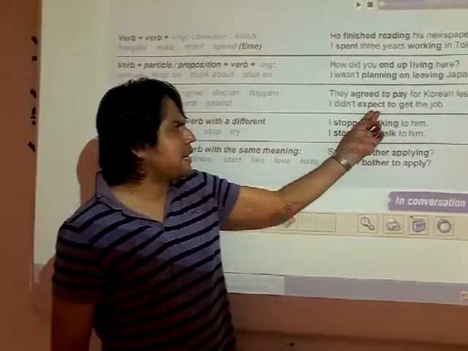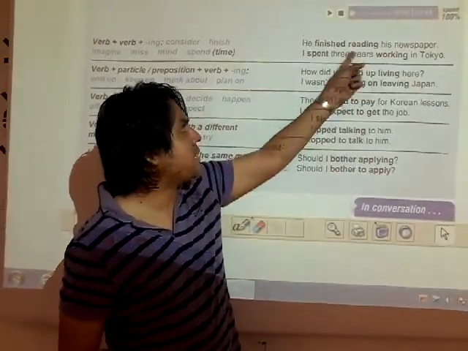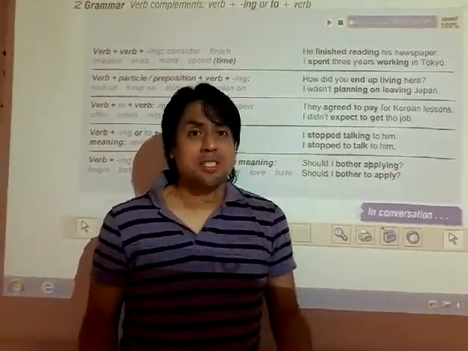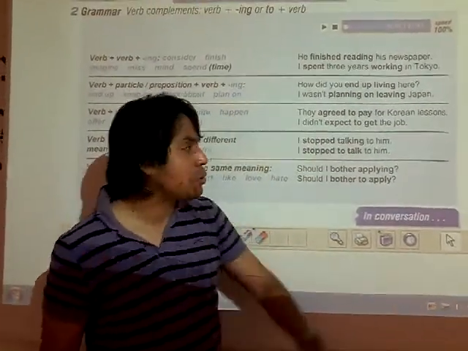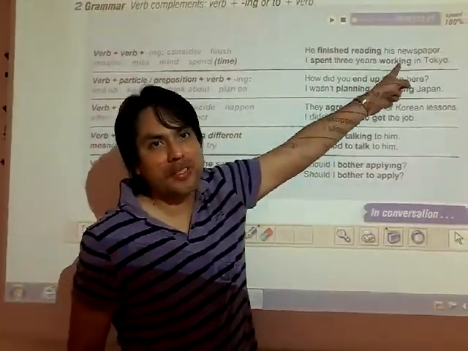Why in this case do I say expect to get? Why don't I say expect getting? Like in this case, I spent working. Why? Well, there is no reason. It's only that they are different verbs. If the verb is expect, you have to use to. And if the verb is spend, you have to use the gerund.